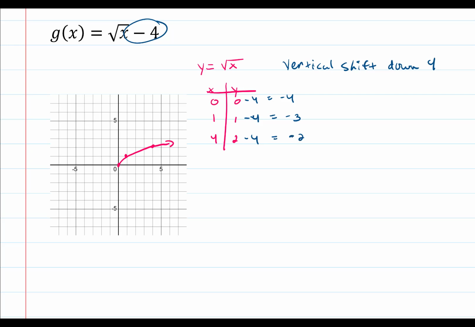Another way to think about this would be to take the graph of the square root function and move every point down 4 units. So my new graph, my final graph, would be 0, -4, 1, -3, and finally 4, -2. And there's the graph of your final function g of x is equal to the square root of x minus 4. All right, guys, good luck.